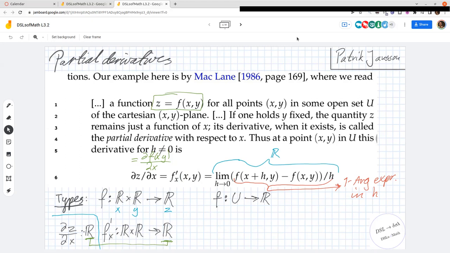Okay, is there anything left which we haven't typed here? Well, there is the h. Let's say that h is also a real number, but it's not any real number. It's not allowed to be zero. So I say here set minus and then the singleton set zero. That's what h is allowed to be in the limit expression.